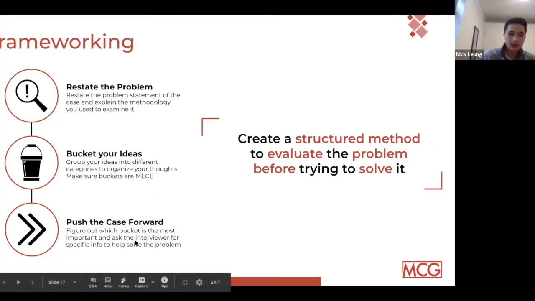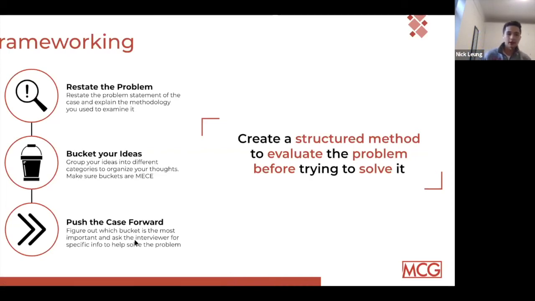And the last thing that you want to do is push the case forward. So again, what James did is that he picked the bucket that he thought was most important to either A, solving the case, or B, what he thinks they will most likely have data on or most likely have an exhibit on. Usually they have, for example, exhibits on financial information. So that's always my go-to bucket, profitability. And then you ask the interviewer for specific info to help solve the problem.